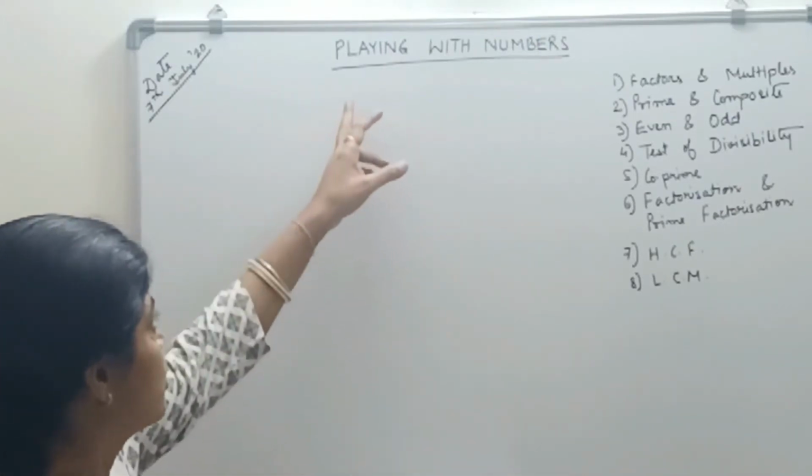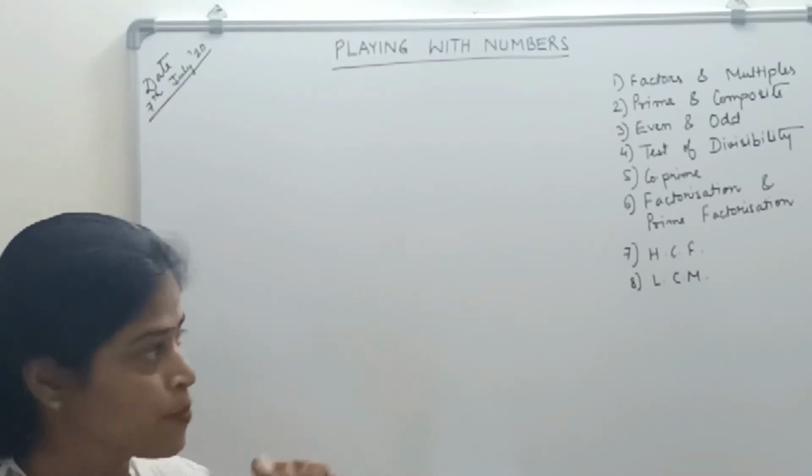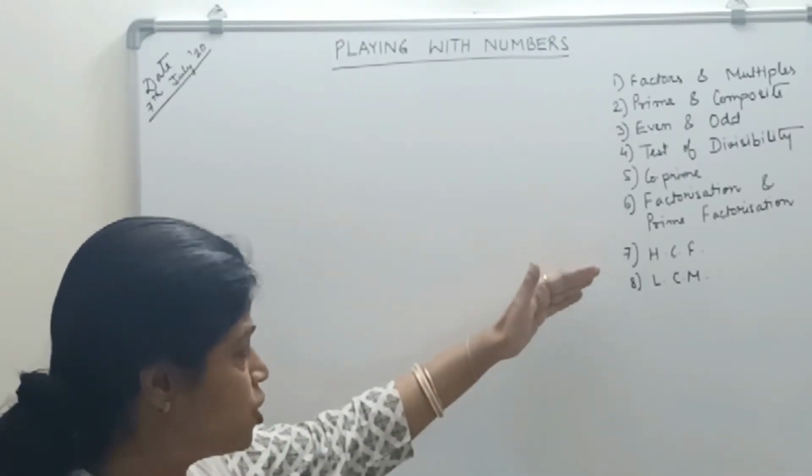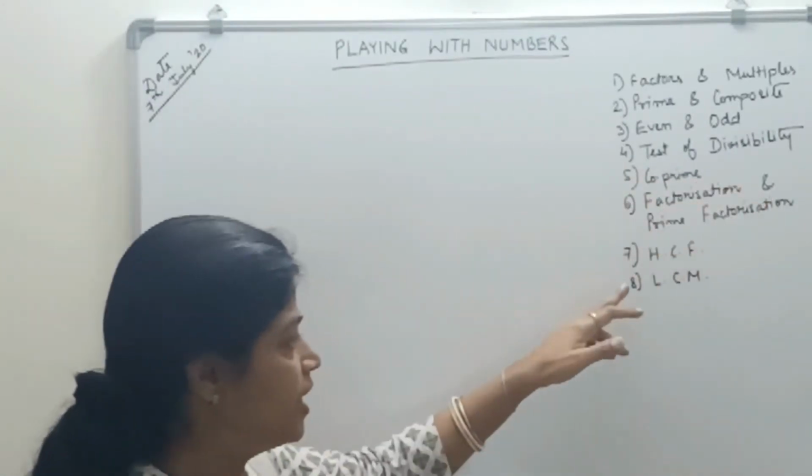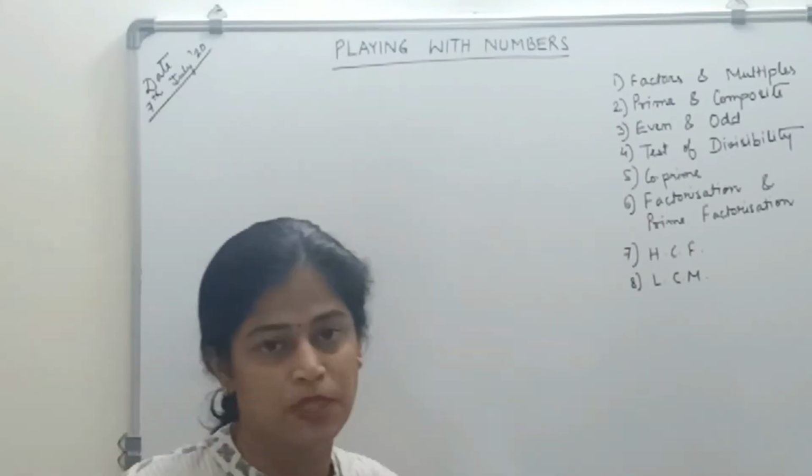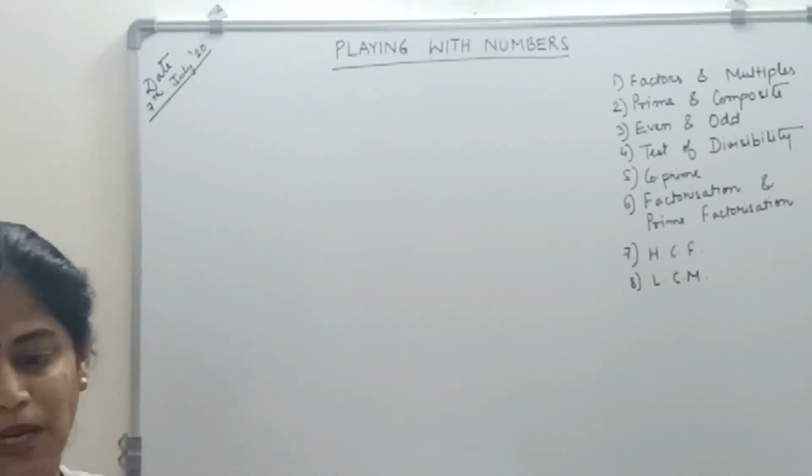Today I am going to start the chapter Playing with Numbers. Here I will be explaining a few definitions, then tests of divisibility, and what is HCF and what is LCM. What is the difference between factors and multiples?